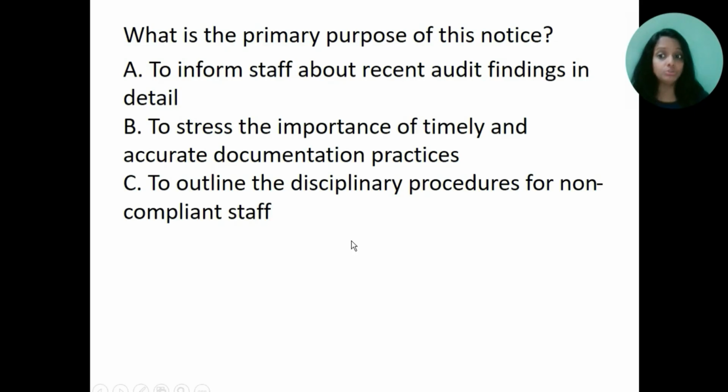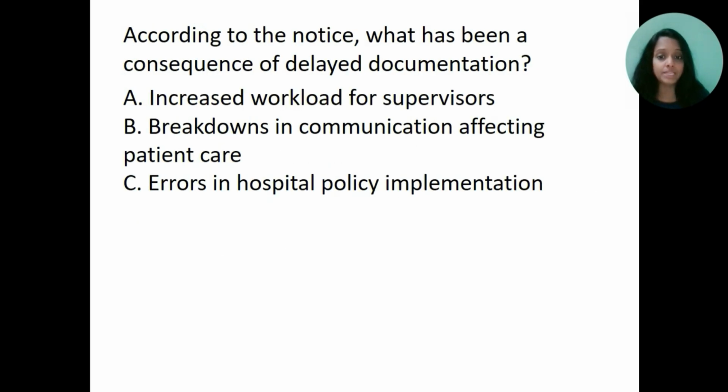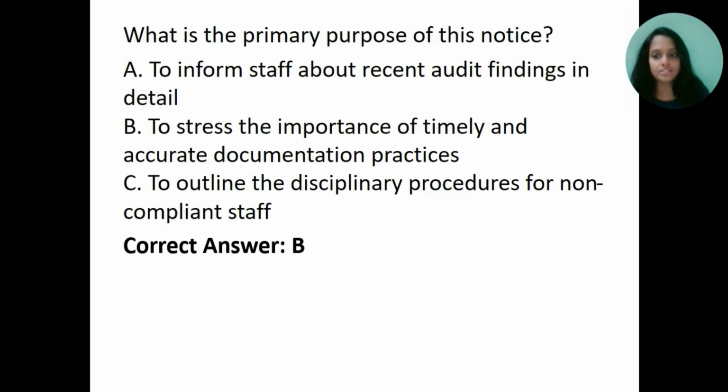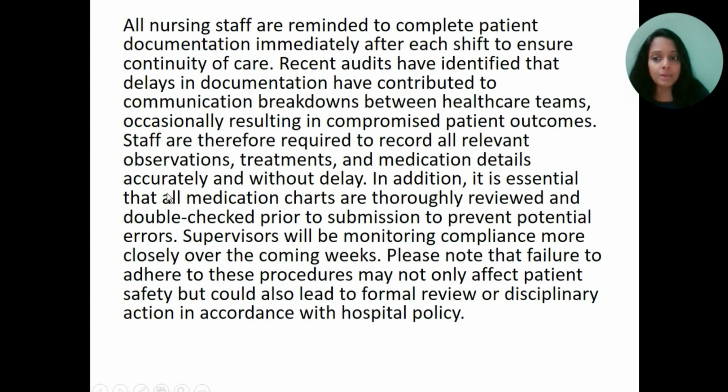Now, let me tell you the correct option. The correct option is option B, to stress the importance of timely and accurate documentation practices. I'll tell you why. Remember the main purpose. That means the overall message, right? Not one sentence, not one detail. If you look at the text, it talks about completing documentation immediately. And it mentions delays causing problems. It mentions accuracy. It mentions consequences.